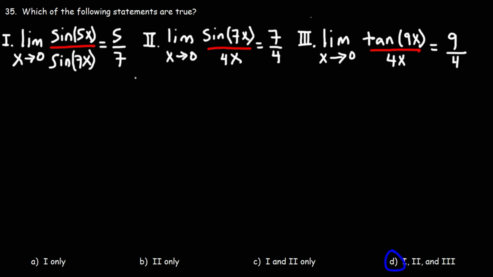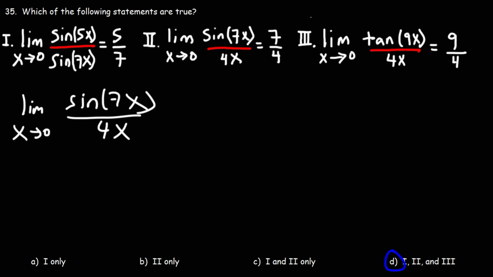Now let's verify statement 2. The limit as x approaches 0 of sine 7x over 4x. So to prove this one, we need to get a 7 on the bottom. So all I'm going to do is multiply this by 7 over 7. And I'm going to trade places with the 4 and the 7. When you're multiplying, the order doesn't matter. 4 times 7 and 7 times 4 will give you the same result.